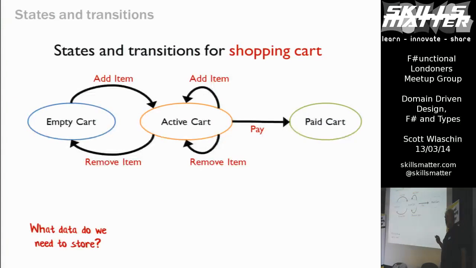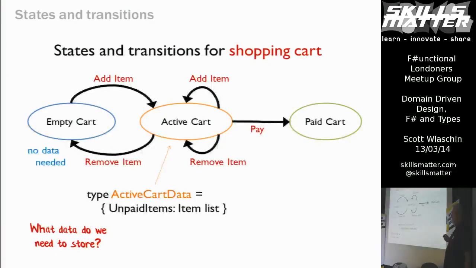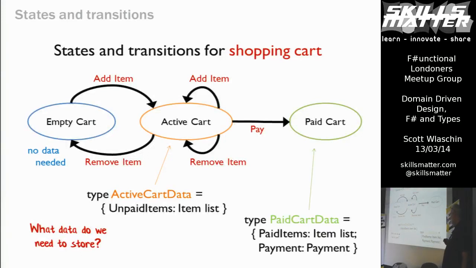So, first of all, what data do we need to store for each state? Typically, there's different data for each state that you need to store. For the empty cart, there's no data. You just have, it's empty. There's nothing in it. For an active cart, you might have a list of unpaid items. For a paid cart, you'd have a list of paid items plus the payment that went along with it.